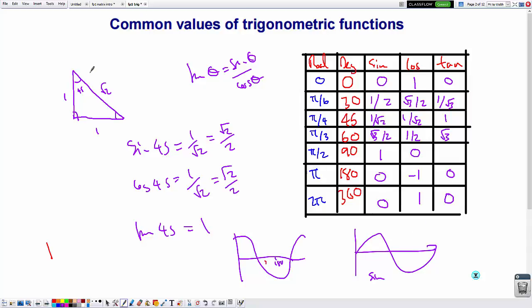Okay, so that was quite long-winded, and you probably do see this usually in core. This is covered normally, and it is useful to know. It's nice to know these triangles. They're quite pleasant.